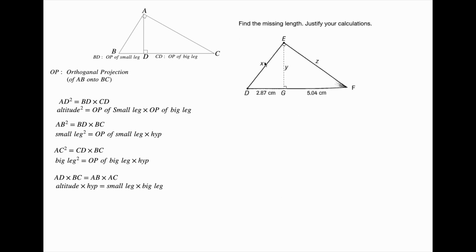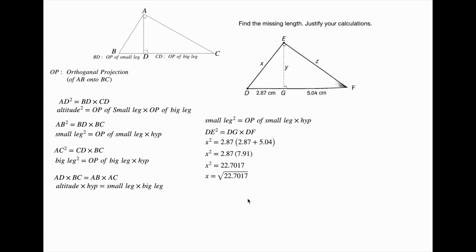If we want to find x, x would be the small leg. If I use this one again, small leg squared is equal to the orthogonal projection of the small leg, that's the 2.87, times the whole hypotenuse, which is just adding these two together. The small leg is DE, so DE squared is equal to the orthogonal projection of the small leg onto the hypotenuse, DG, times DF. Fill in what we know. DE is x, x squared is equal to DG, 2.87, times the whole hypotenuse, 2.87 plus 5.04. That gives us x squared is equal to 2.87 times 7.91, which is 22.7017. Take the square root. That gives us x is equal to 4.7646 centimeters.